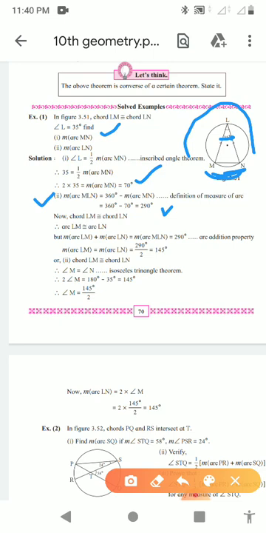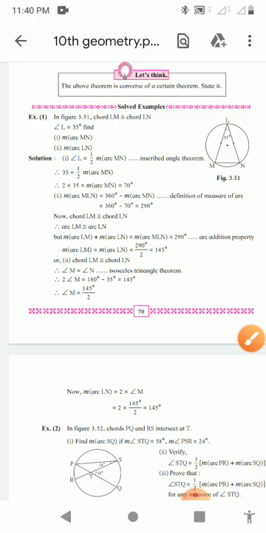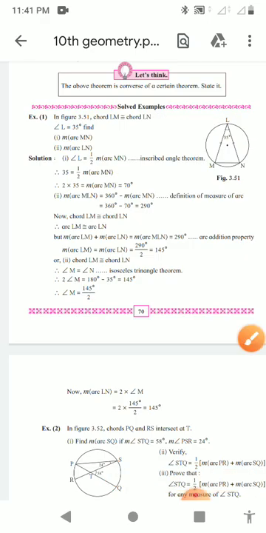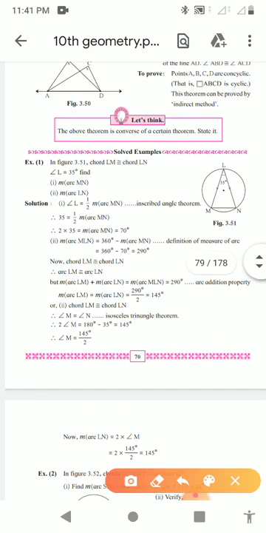Now, as it is already given, the two chords I am discussing, chords LM and LN, are congruent. Then the corresponding arcs of congruent chords are also congruent. So we can write arc LM equals arc LN, isn't it? Because chords are congruent, arcs are congruent, and we already proved that in that theorem. So according to that, arc LM is congruent to arc LN.